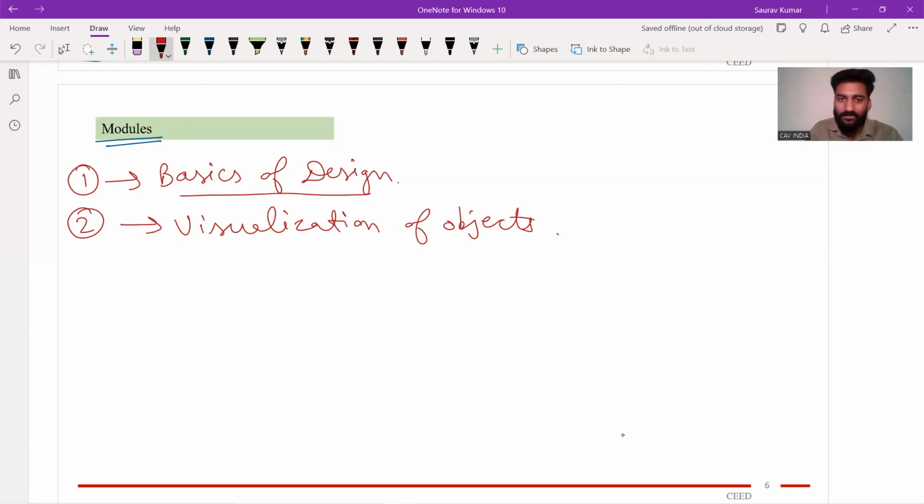If you also look at previous year papers, you will realize how many questions there are in each exam and how much weightage CEED always gives to such topics. So the second one is visualization of objects. Then the third one is design application.